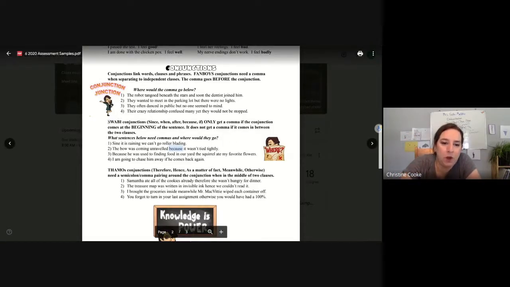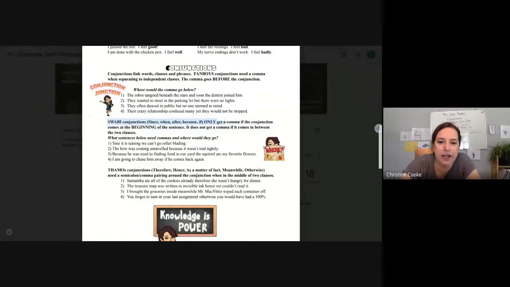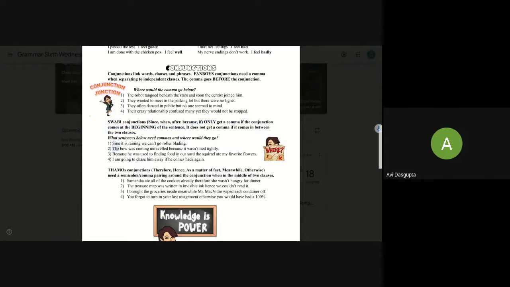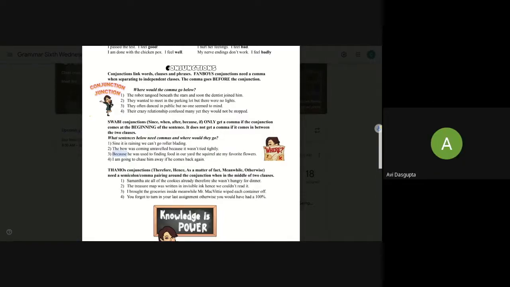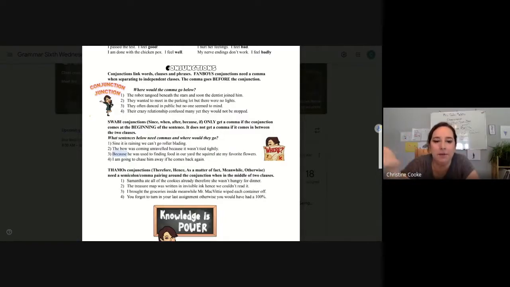Here's a trick. With SWABI conjunctions, they only get a comma if the conjunction comes at the very beginning of the sentence. So a shortcut would be just to look at the first word in the sentence. Is the first word a conjunction? No. Then you don't need a comma. Is because a conjunction? Yes. So now we know we need a comma somewhere. We need it between the two complete thoughts.